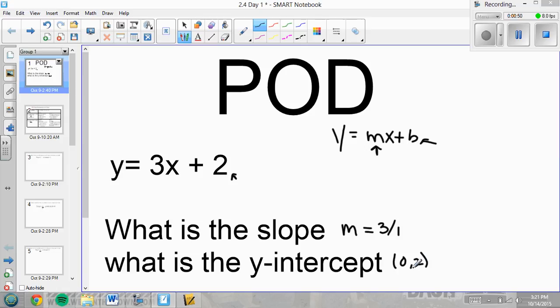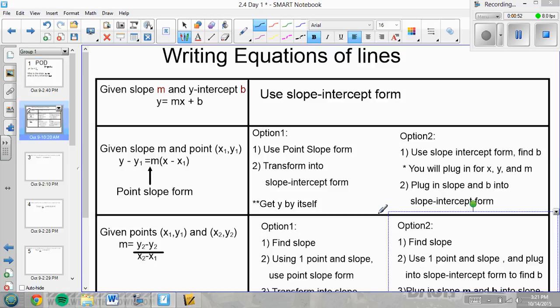So if you could go to your notes. Today we're going to be learning how to write equations of lines. Normally we're given an equation and then we find the slope and our intercept and then we draw a graph. Well, now they're giving us the opposite info. If you look at our table here, if you're given a slope and a y-intercept, you're going to use slope-intercept form. So you're given m and b, so you're just going to be plugging those in for m and b.